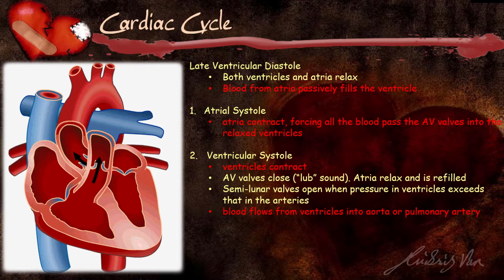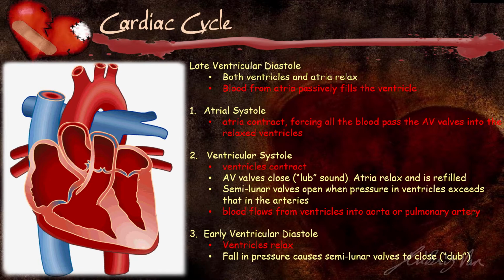When the pressure is lower than the aorta or the pulmonary artery, the pressure from those arteries will force the semilunar valve down. And during ventricular systole, the ventricle will contract, causing the pressure to build up, and eventually the pressure will exceed that of the arteries, and the blood will be pumped out of the heart.